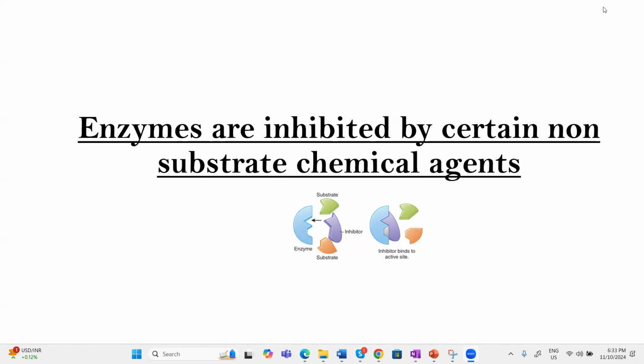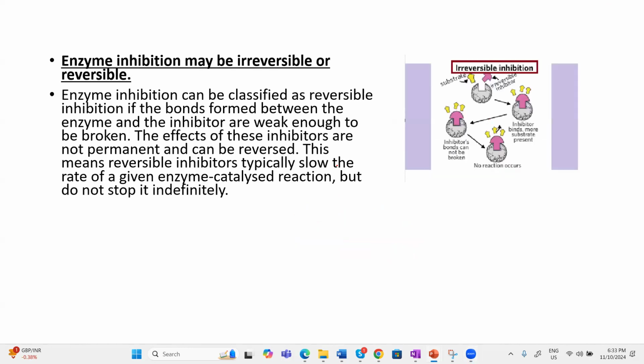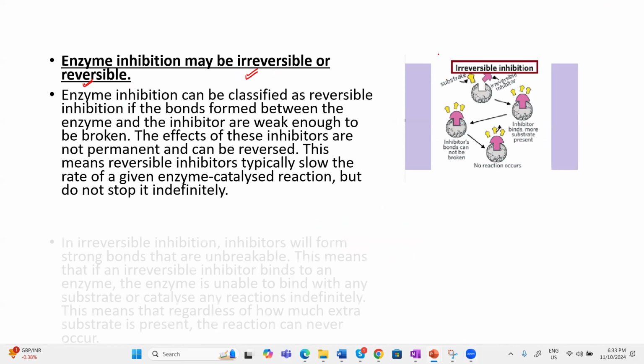In this video, we are going to study enzyme inhibition. Enzymes are inhibited by many non-substrate chemical agents. Now see, enzyme inhibition can be reversible or it can be irreversible. So see here, this is an example of irreversible inhibition.